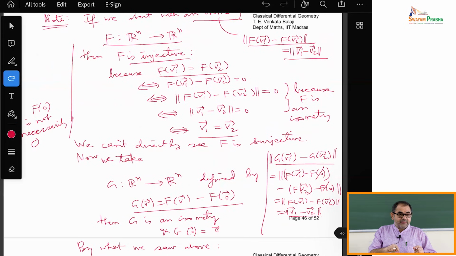So you see, f is injective, because f is an isometry, and an isometry is always injective. What you cannot see is whether an isometry is surjective. f is injective because it's an isometry. g is also injective because g is an isometry. Okay, an isometry is always injective. But now notice, g is a linear map which is injective. g is an injective linear map from where to where? It's going from R^n to R^n, same dimension.